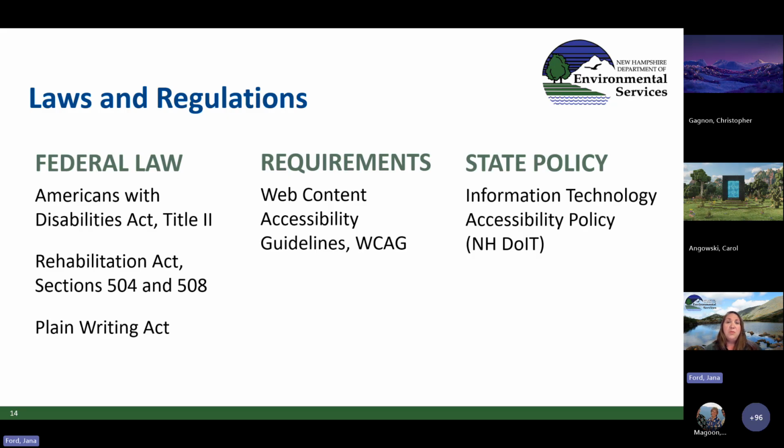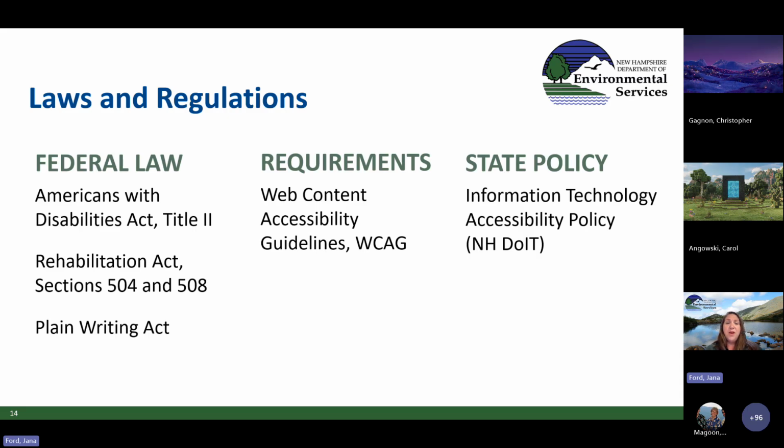The other federal law is the Rehabilitation Act of 1973. Section 504 of the Rehab Act prohibits discrimination on the basis of disability in programs conducted by federal agencies and programs receiving federal financial assistance. Federal funding is at risk with noncompliance with the Rehab Act. Section 508 of the Rehab Act establishes requirements for electronic and information technology developed, maintained, procured, or used by the federal government, and again, for programs that are funded through federal money.